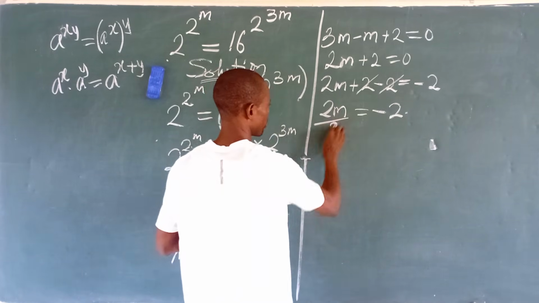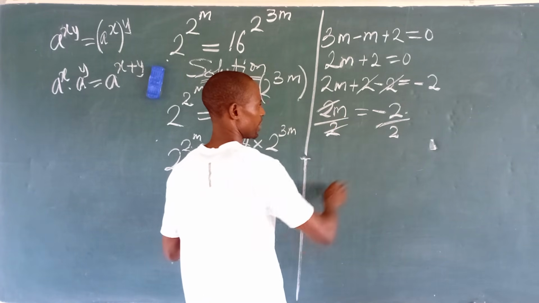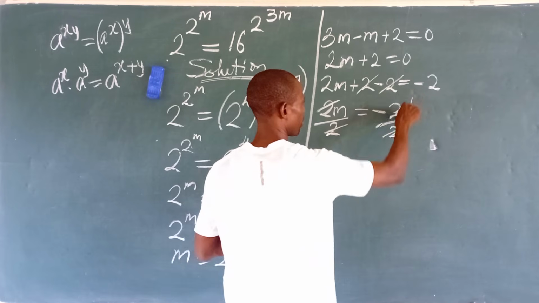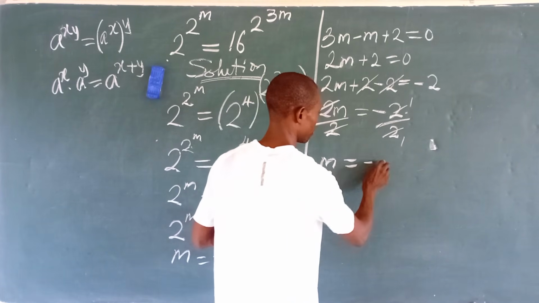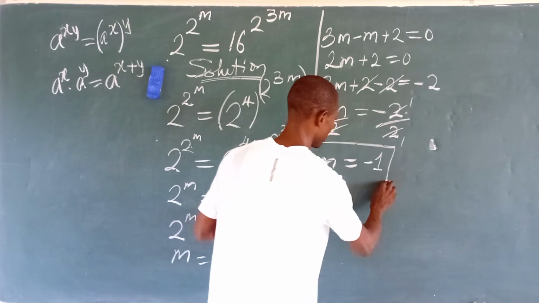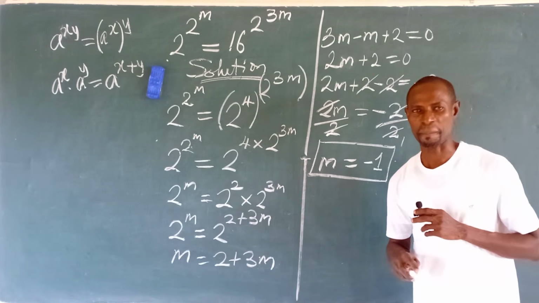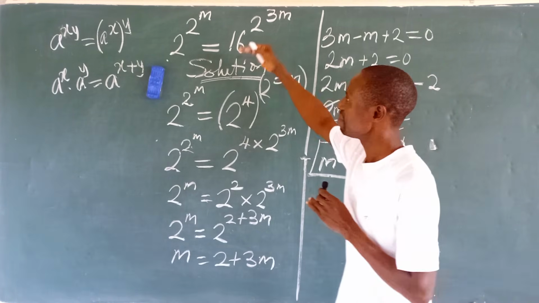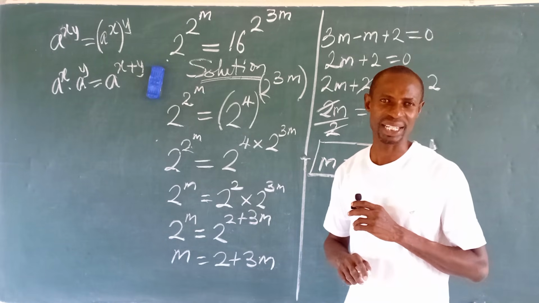Divide both sides by 2. This leaves 1 here and 1 here. So m is now equal to minus 1. This is the value of m that satisfies this equation. But because of the many flaws we can make, we can check if this actually satisfies the original equation.